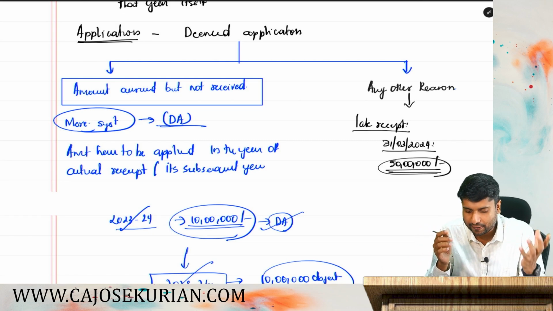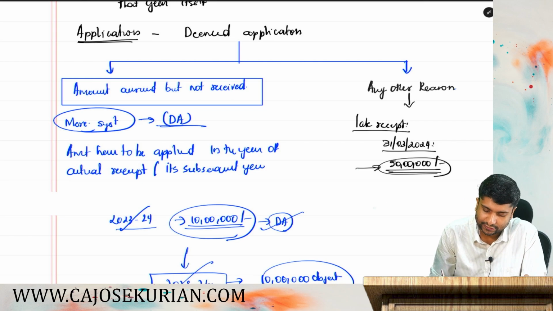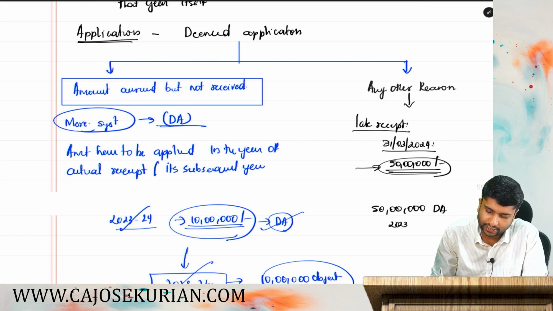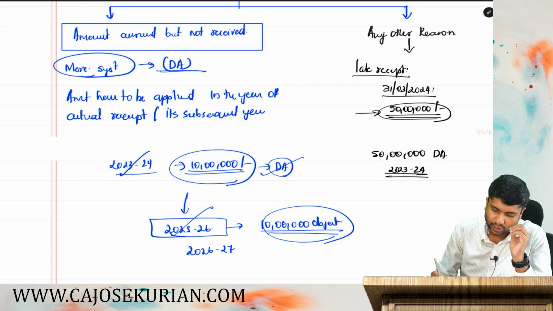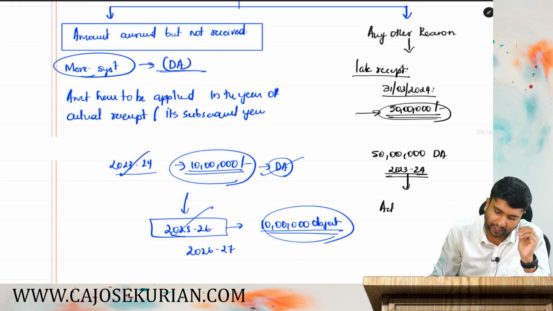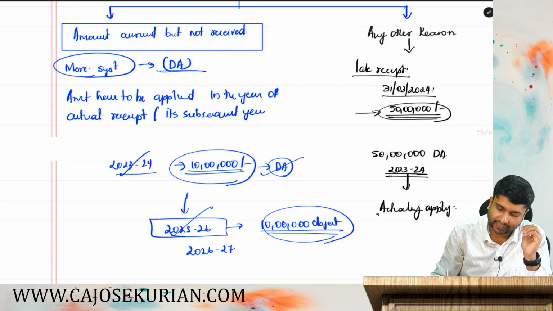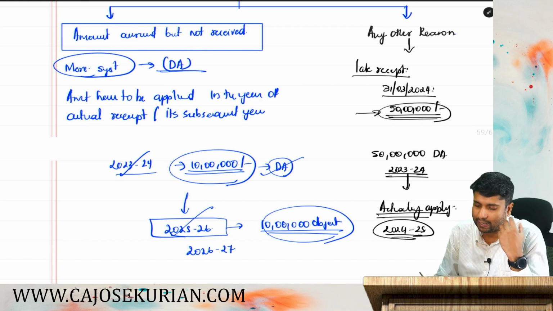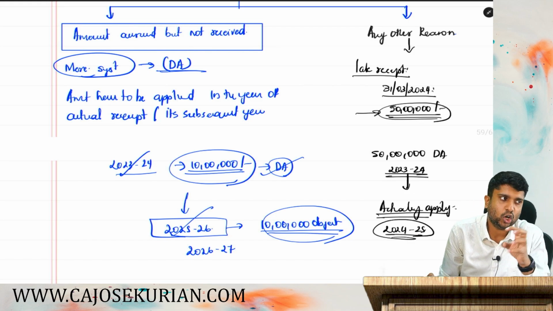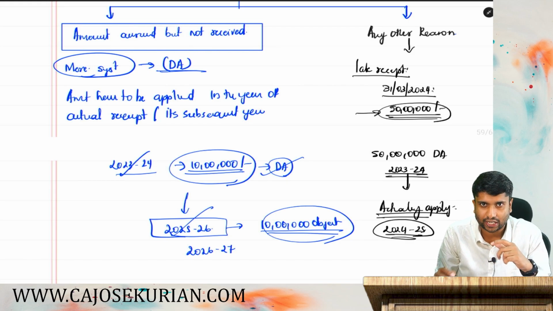So what does the department say? In case of late receipt, this 50 lakhs can be treated as a deemed application in the year 23-24. No problem. But we will set a condition. What is the condition? You have to actually apply this amount by 2024-25. That means by the end of next year, you have to actually apply this amount for your charitable object. This is what the department says.